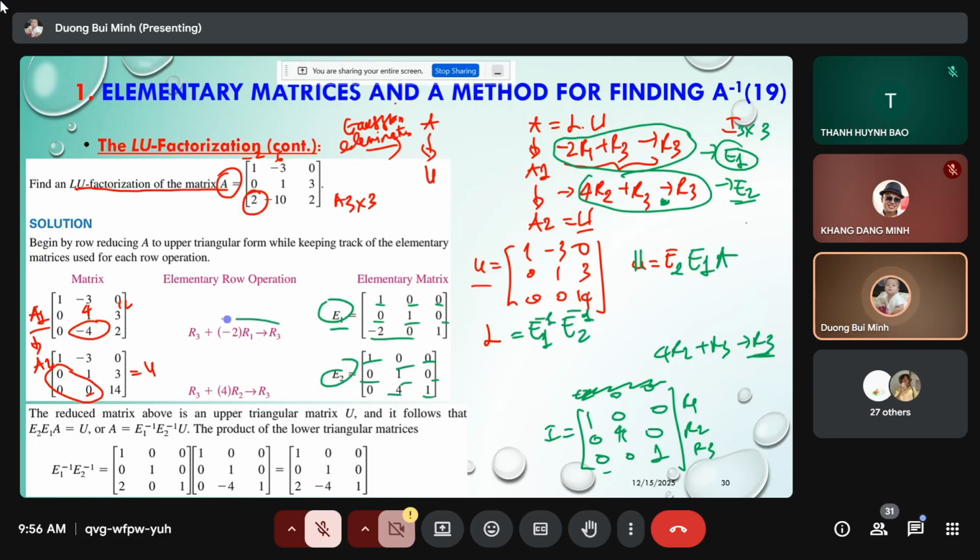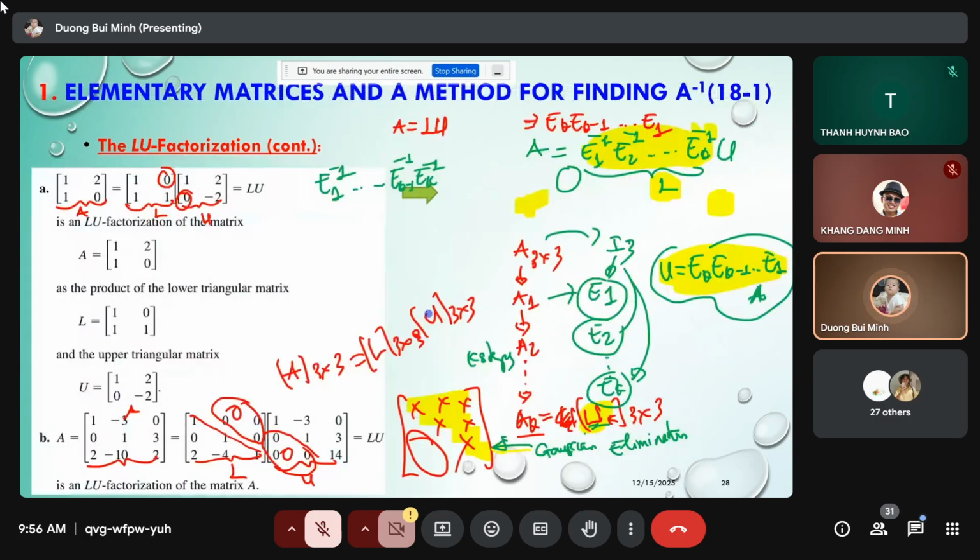So remember that here. And we have the table, right? If we know E, you can get the inverse of E very quickly. So if here we times minus 2, you get E1. If we would like to get the inverse of E1, you need to take R3 plus 2 R1 related to R3, because this is the table here.